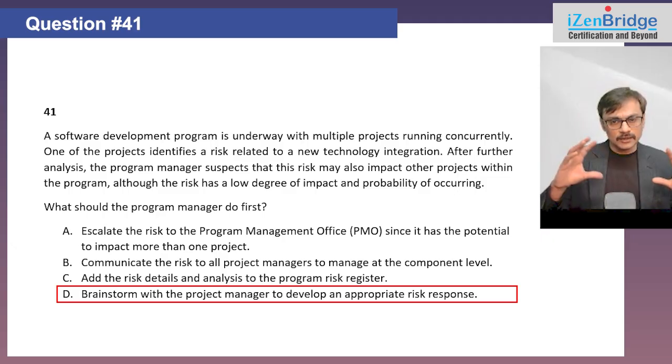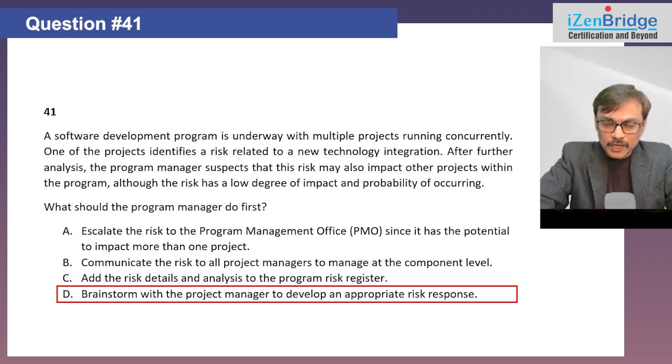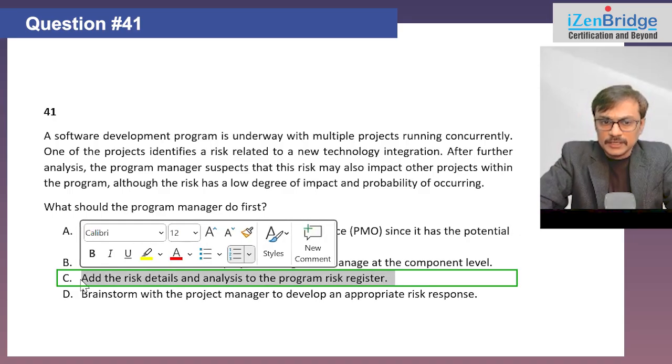So again, the reminder is we need to take care of the risks which are impacting more than one component of your program at a program level, because we need to take care of compounding of the risk, and the compound effect may be far bigger than the effect which is happening on the individual components. So looking at that parameter, we select option C as the right option for this particular question.